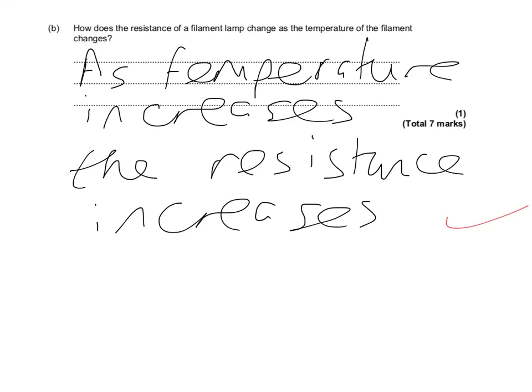Now in terms of why that happens, as the temperature increases, the ions inside the filament lamp are free to move about more. As they move around more, there's going to be more collisions with the electrons. As they have more collisions with the electrons, there's going to be a greater resistance because they're going to be slowed down more. And that's why the resistance increases as the temperature increases. And that brings us to the end of that question.